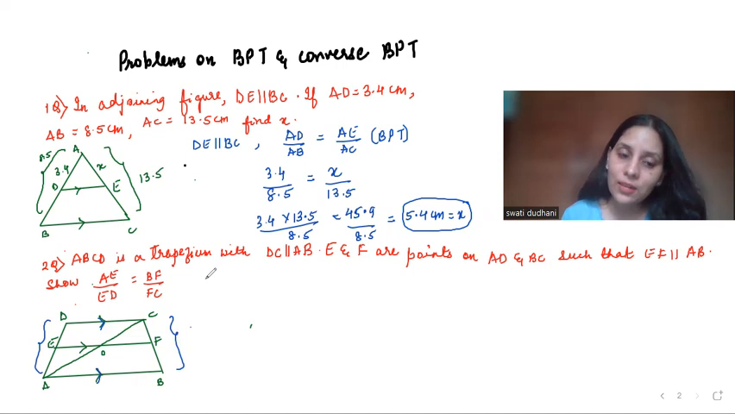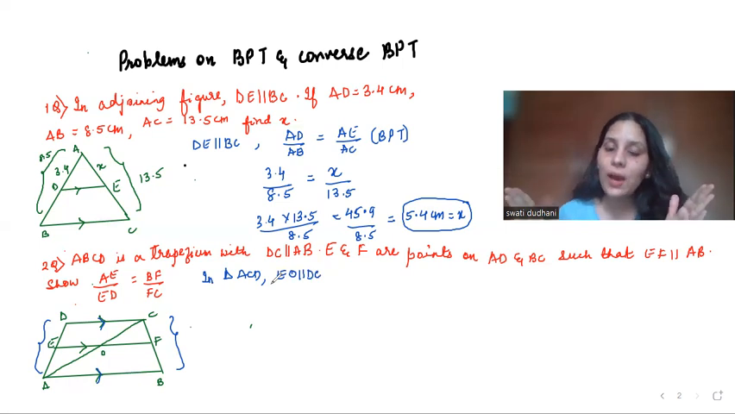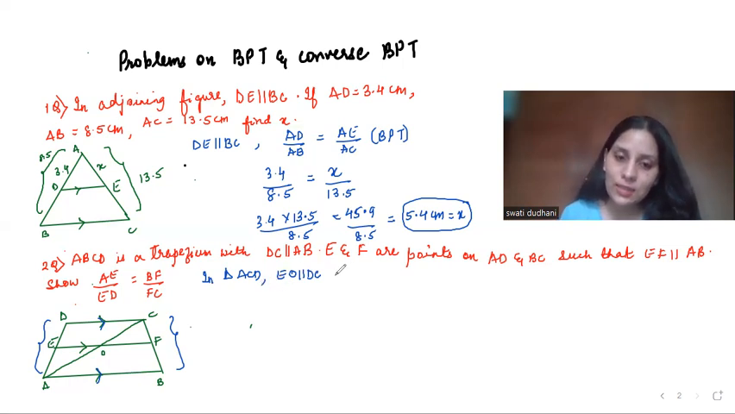So similarly, here we will consider triangle ACD. Since EF is parallel to DC, I can also write EO is parallel to DC. If the whole line is parallel, then the short line is also parallel to the bottom line, right? So if EO is parallel to DC, then AE by ED will be equal to AO by OC. So this is using basic proportionality theorem.